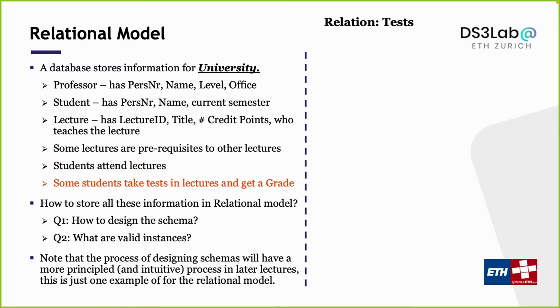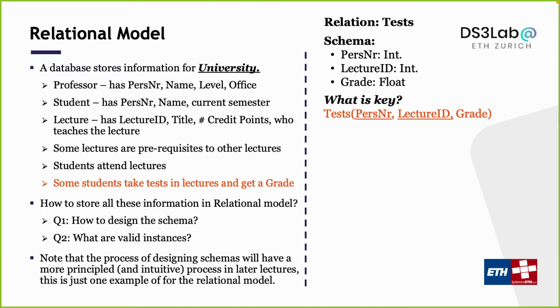Okay, so another piece of information is that students need to take tests in lectures and get a grade. In this case, I think we can all be pretty familiar with this exercise now. With a relation called test, you have the personnel number of the student, the lecture ID, and the grade the student gets in the test. What is the key in this case? You set the combination of the personnel number and lecture ID as a key.